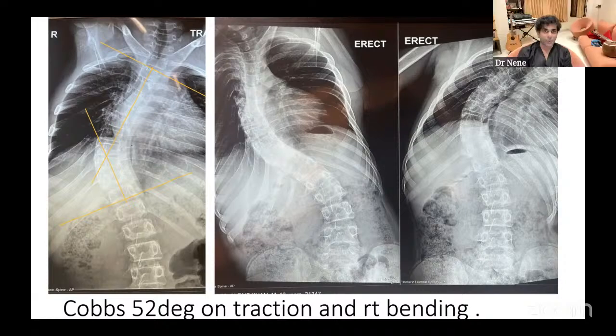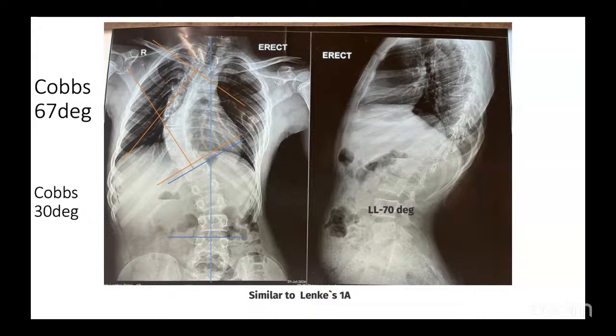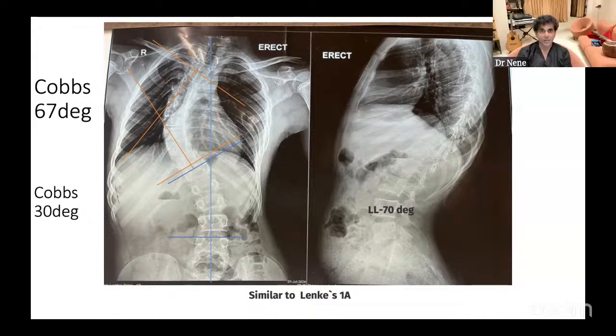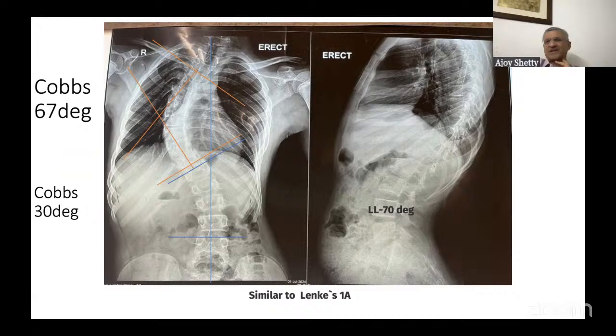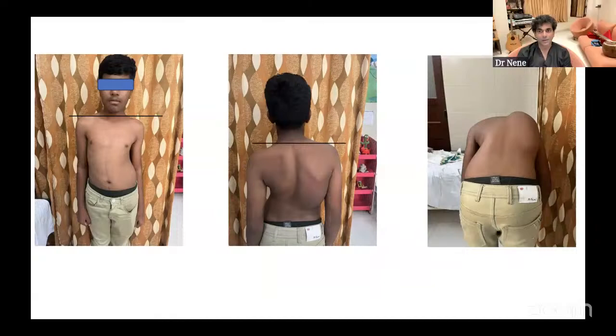Is he hyperkyphotic in the thoracic spine? Hyperkyphotic? Yes, sir. And he's not syndromic. He doesn't look like classical idiopathic. You look at the way he stands from the front. It's not very classical. Yeah, I fully agree.